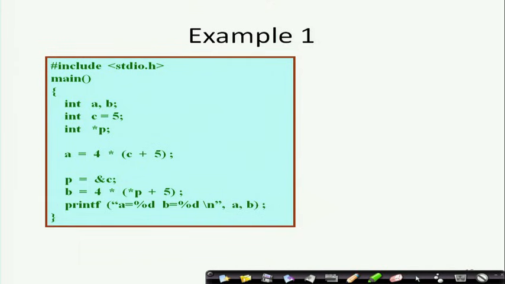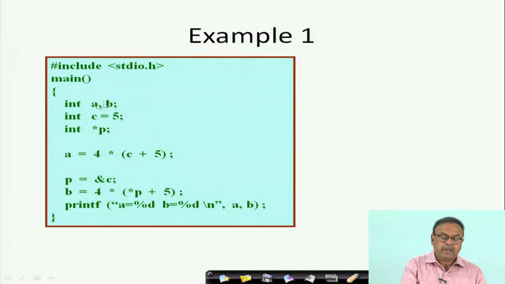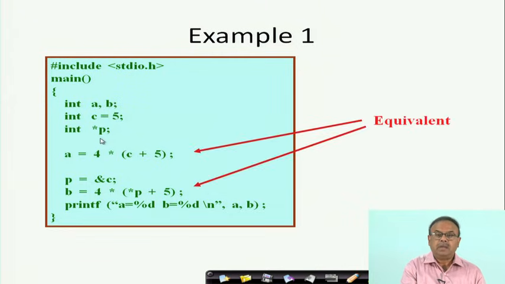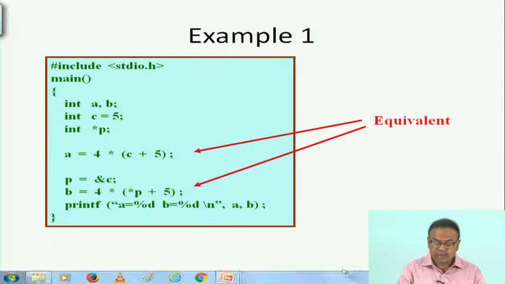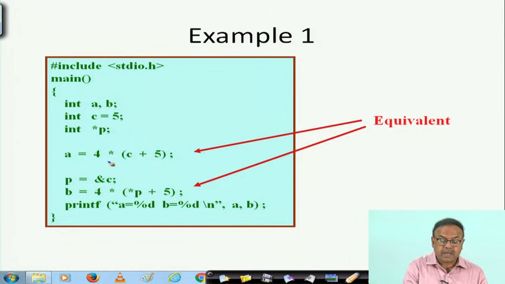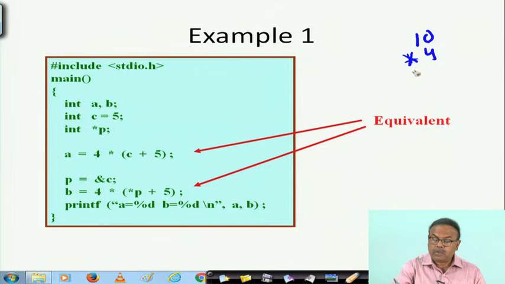Here look at one example. Integer A, B, C assigned 5, and P is a pointer to integers. Now, in this statement, what has been done? A is being assigned 4 times C plus 5. So, C is being added to 5, so it is becoming 10, and 4 times 10 is 40. 40 is being assigned to A.